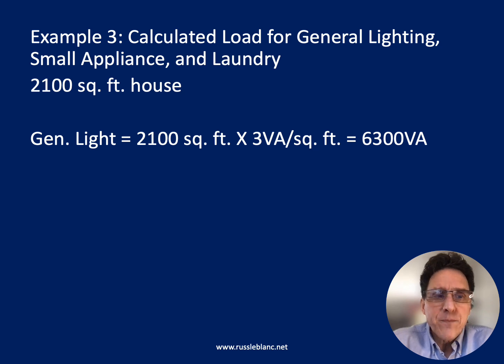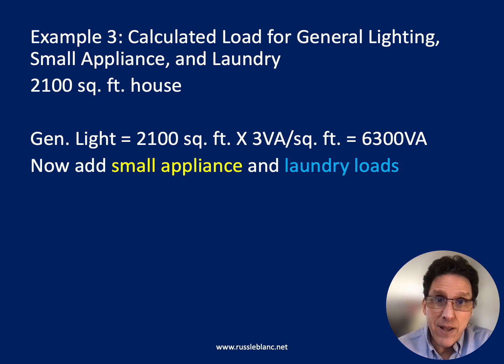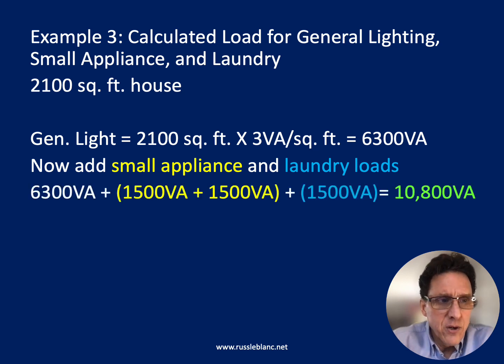Okay, general lighting is 2,100 square feet times 3 volt amps per square foot. So the general lighting, before any demands, is 6,300 VA. And again, that's the number you use, 6,300 VA, to figure out how many branch circuits you would need for general lighting. Now to that, you can add the small appliance and laundry loads at 1,500 volt amps per circuit. Okay, so you have the general lighting there at 6,300 volt amps, and then you have the two small appliance circuits, 1,500 volt amps plus 1,500 volt amps, and then you have the one laundry circuit at 1,500 volt amps. That totals 10,800 volt amps. Now we want to apply the demands from table 220.45.